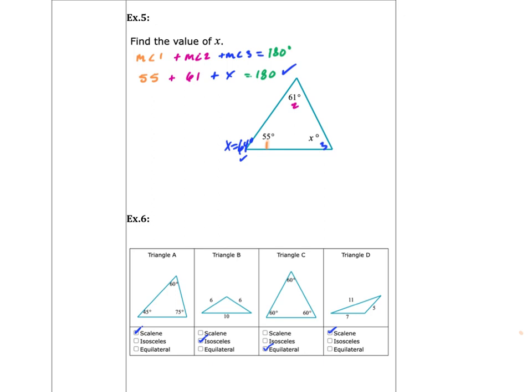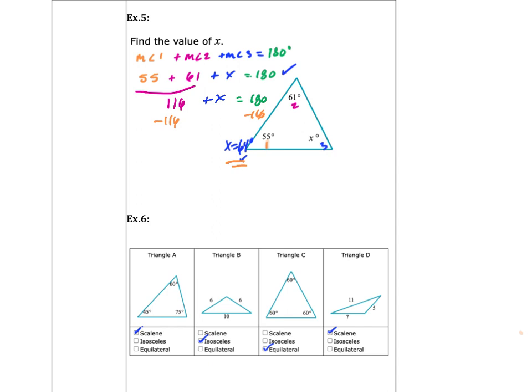Okay, so this is that extended part. We already set up the equation. So all we're going to do is add these two together. So we have 116 plus x equals 180. We're going to subtract 116 from both sides, which means that x equals 64.